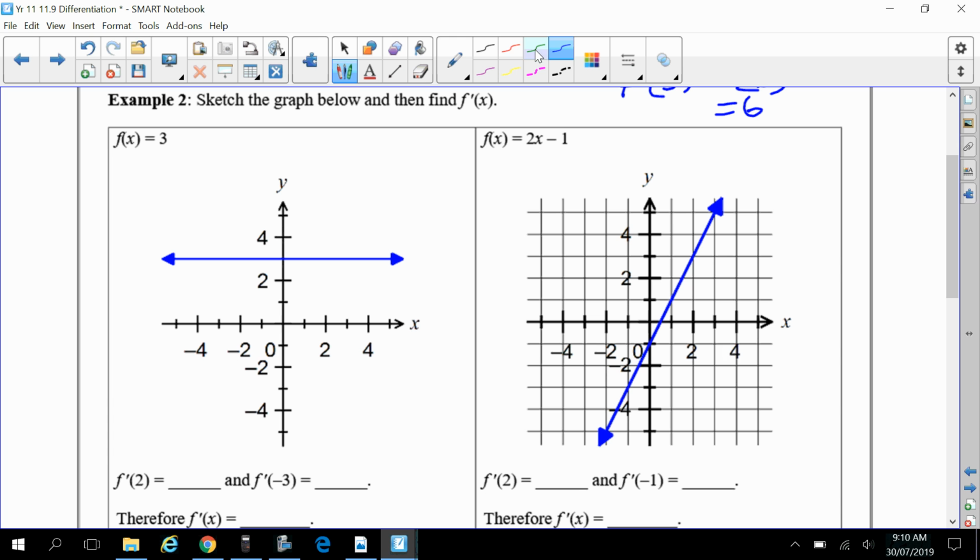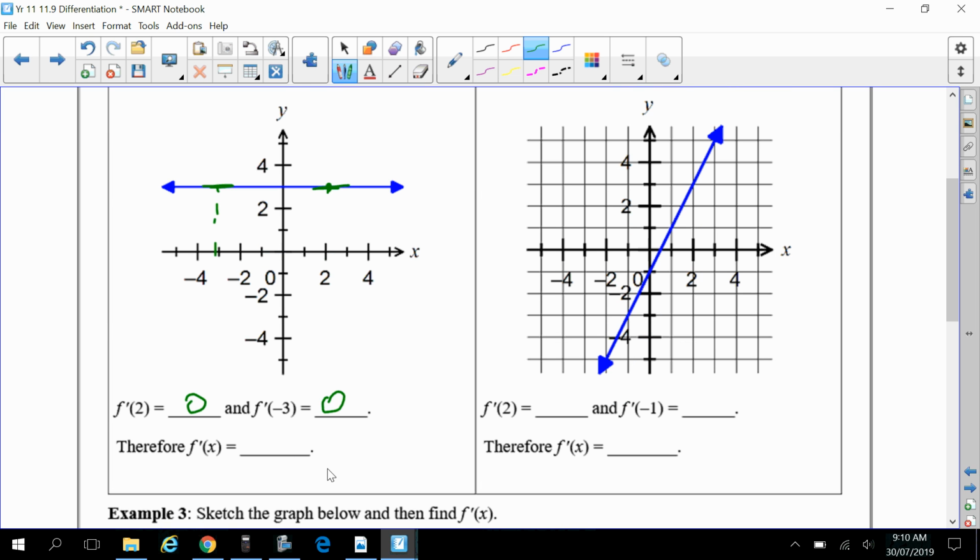0. What's the gradient at negative 3? 0 again. So it tells me that the derivative must be 0 everywhere. For a straight line, the gradient is a constant, right?